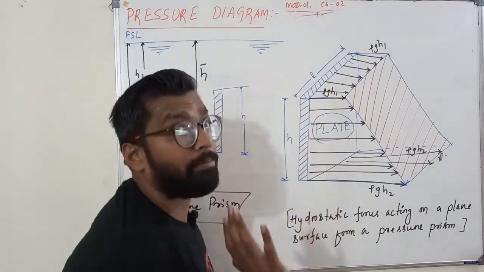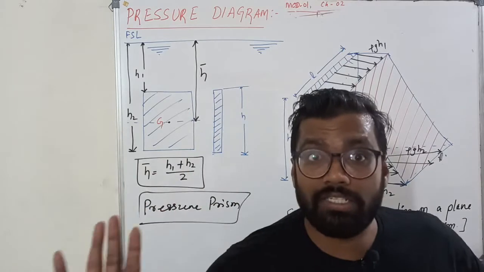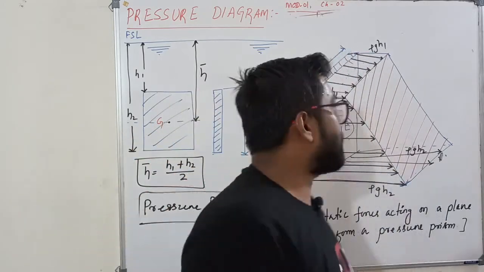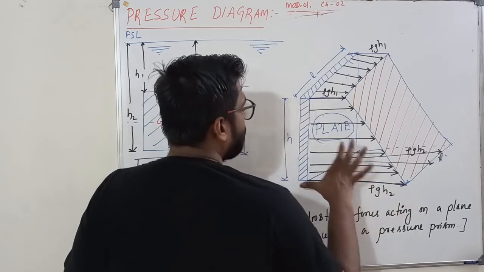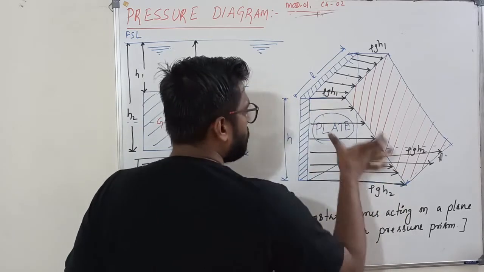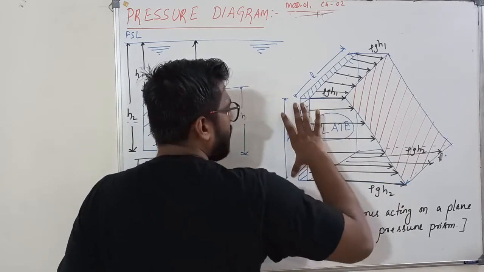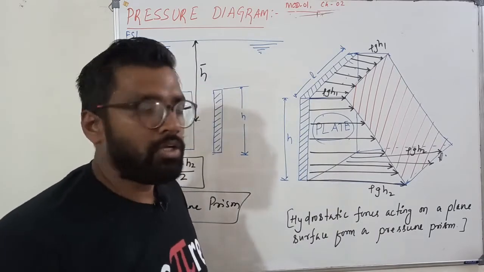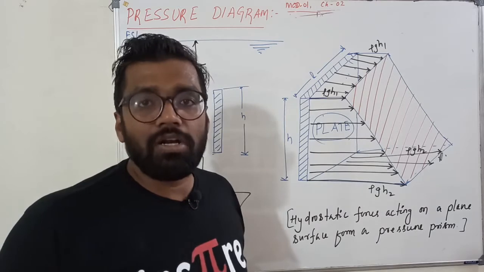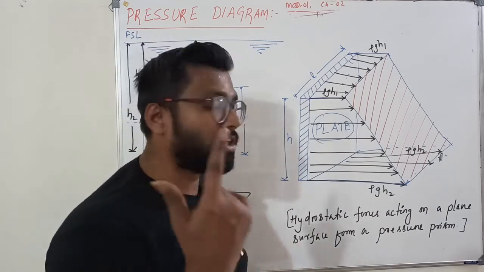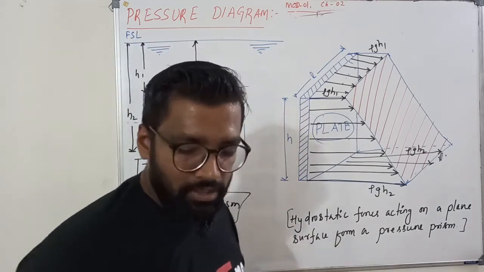Or this is a trapezoidal prism. It is a trapezoidal pressure diagram, isn't it? See, I have two parallel sides, and I have a length here, height h. So two parallel sides and one length, this represents your trapezium.